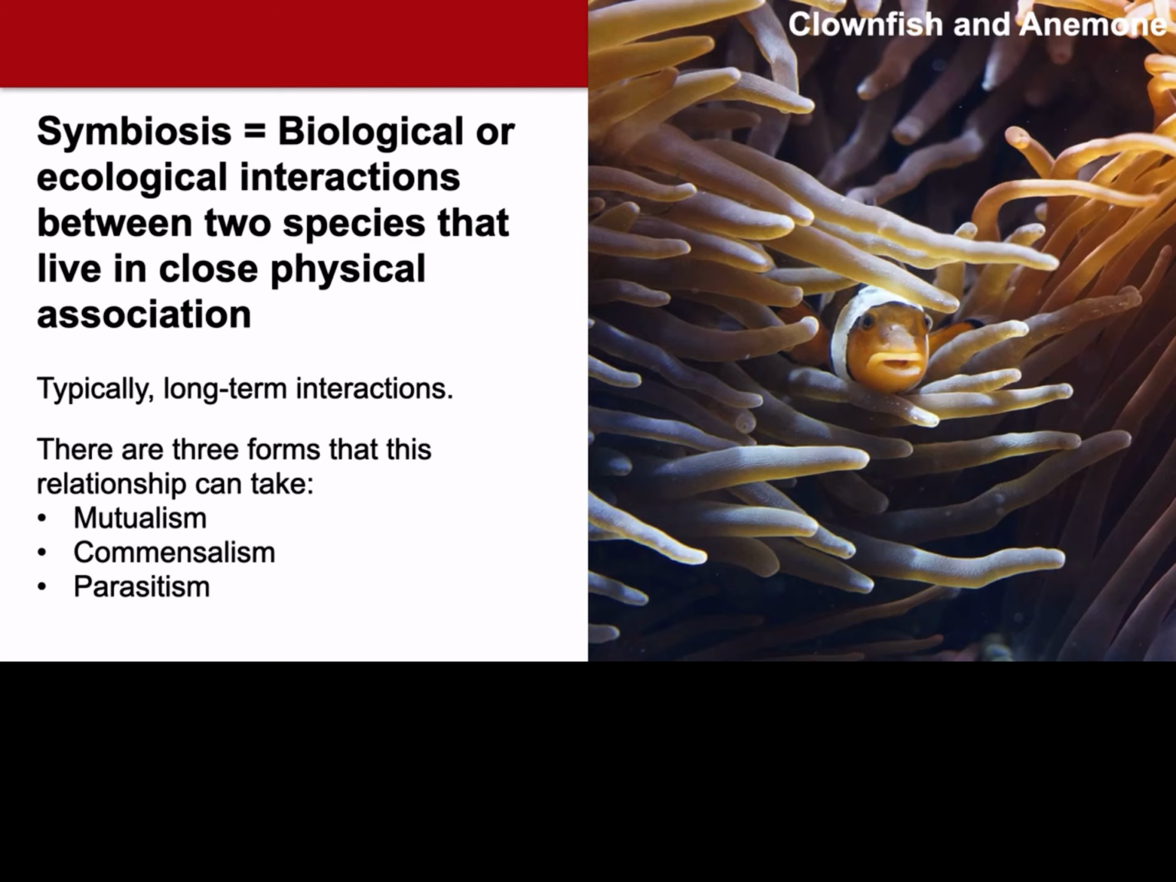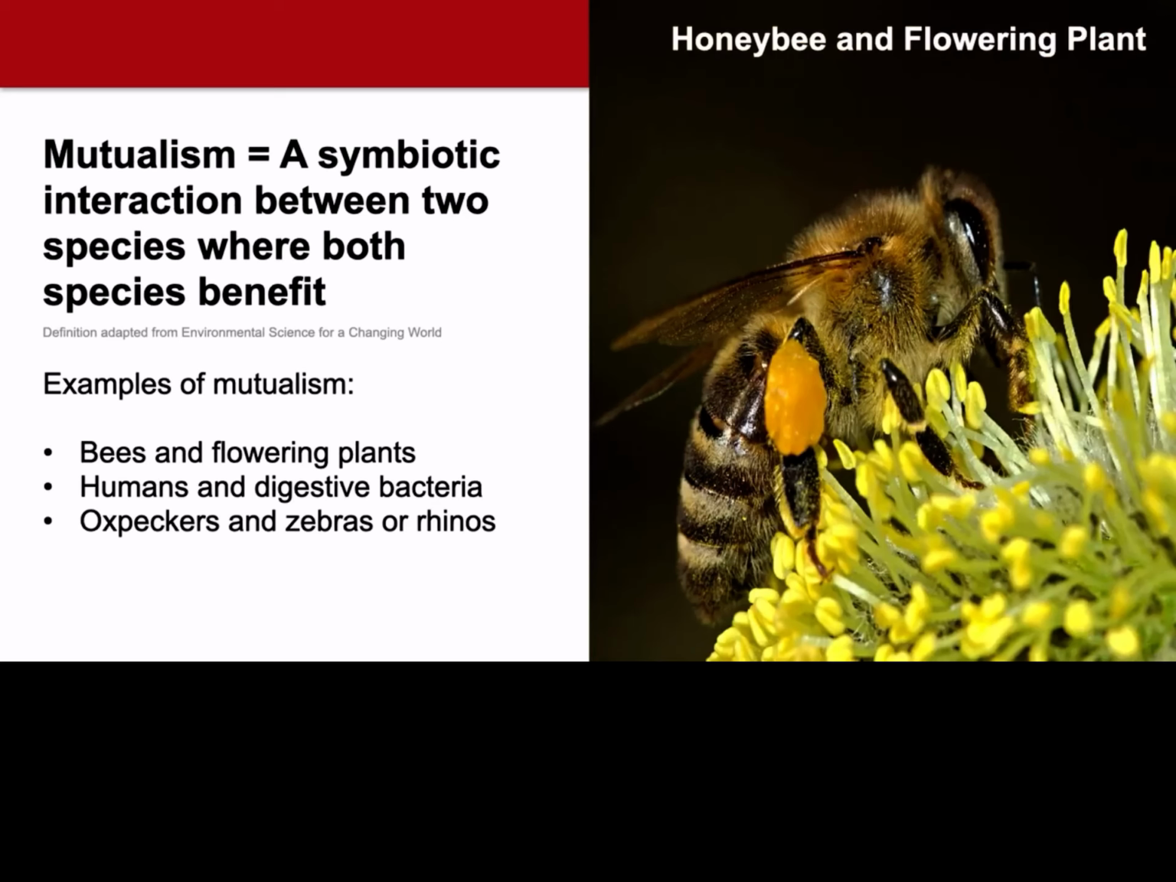First is symbiosis, which is a close biological or ecological relationship between two species. These are typically long-term biological interactions that are constantly in motion between two species. There are three types of symbiotic relationships: mutualism, commensalism, or parasitism. Let's now look at these symbiotic relationships more closely.